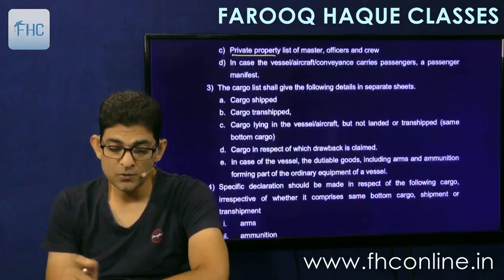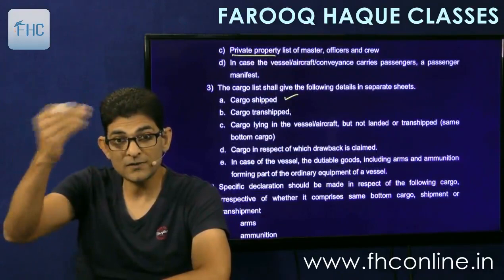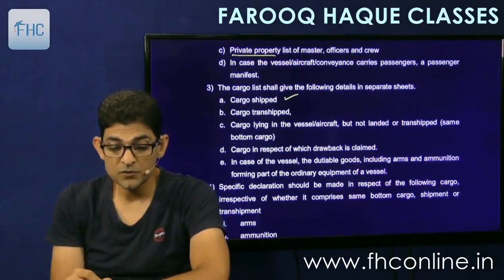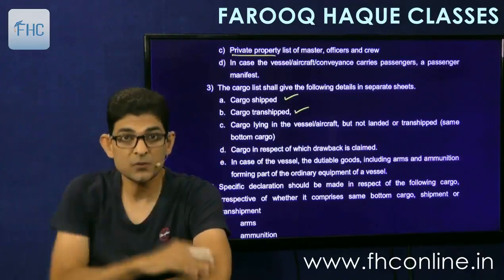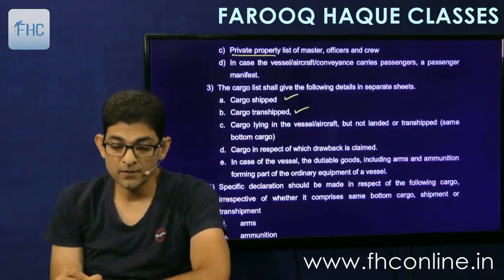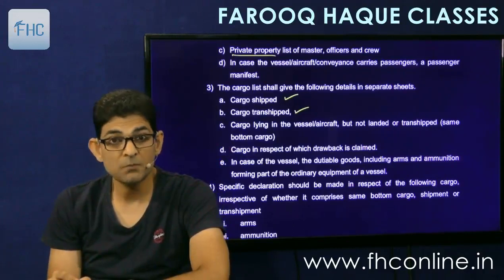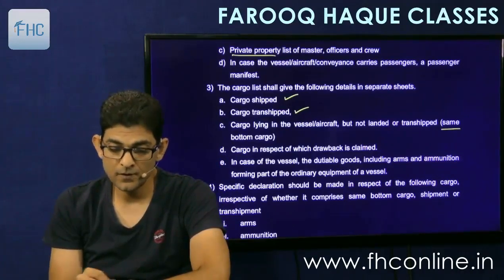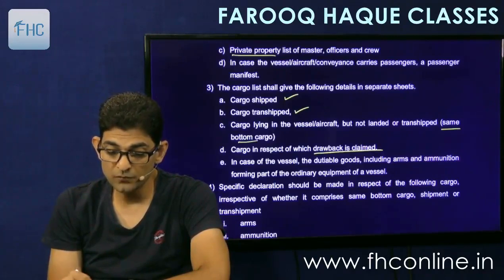And the cargo list will again be divided into the following. Cargo shipped means cargo which is loaded at this port. The cargo which is transshipped means some other ship had brought it and we are now taking it to somewhere else. Then cargo lying in the vessel but not landed or transshipped, that is same bottom cargo. Cargo in respect of which drawback is claimed. And in case of vessel, the dutiable goods including arms and ammunition forming part of ordinary equipment of the vessel.